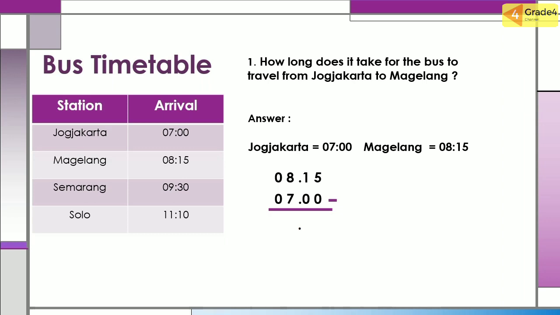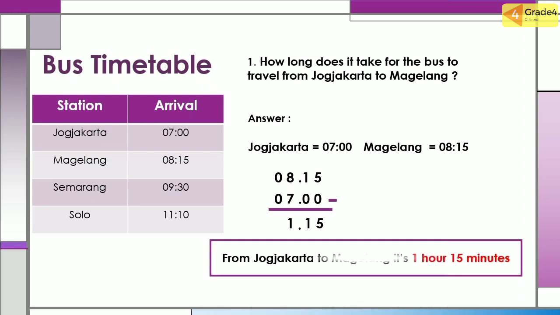5 minus 0 is 5, and then 1 minus 0 is 1. Don't forget to put the point in here, and then 8 minus 7 is 1. You must remember that the 2 digits after the point show the minutes, and the 2 digits before the point show the hour. So we can get the answer: from Yogyakarta to Magelang, it's 1 hour 15 minutes.